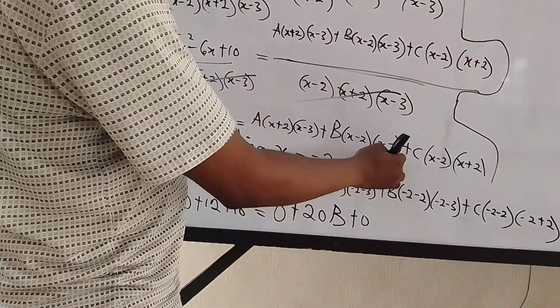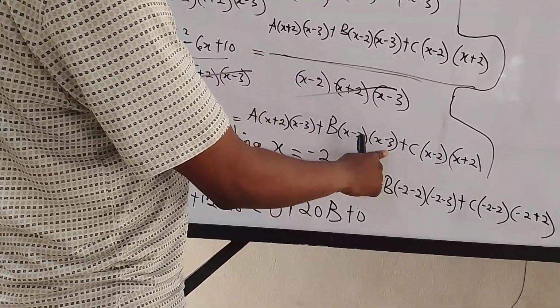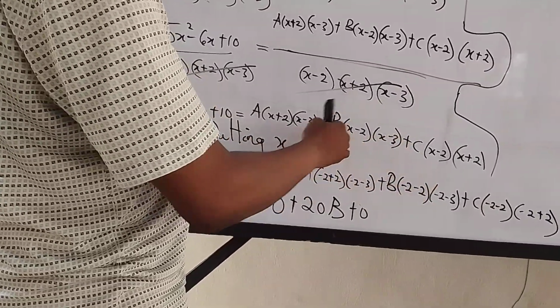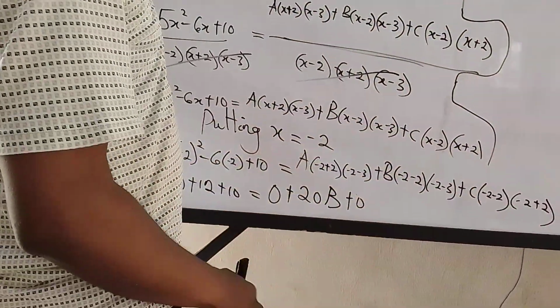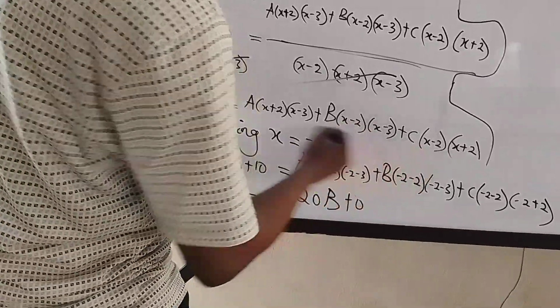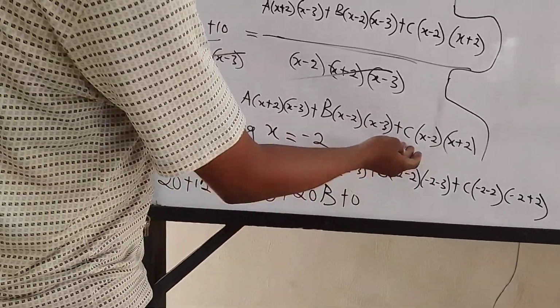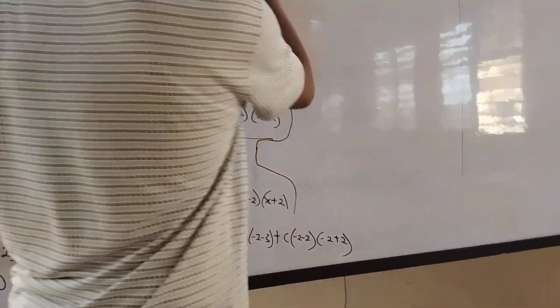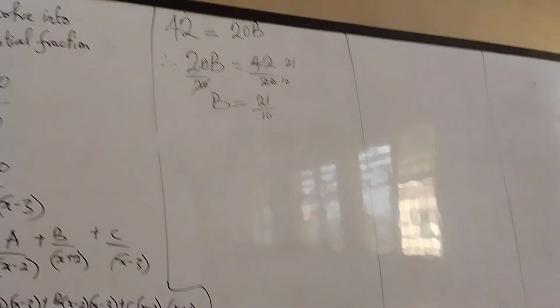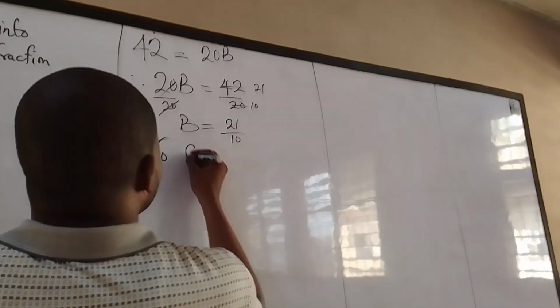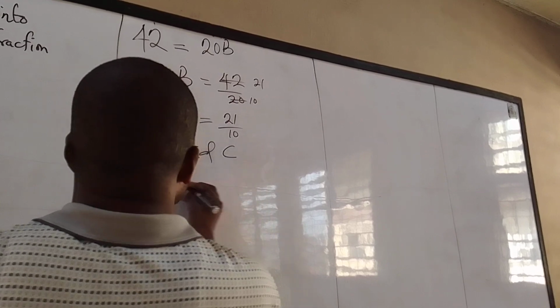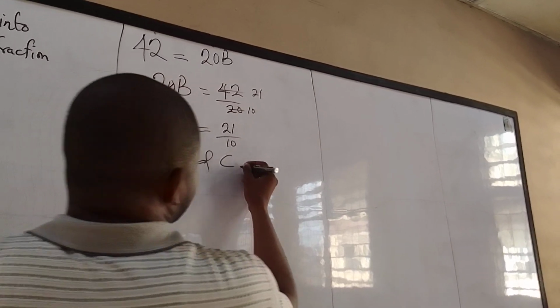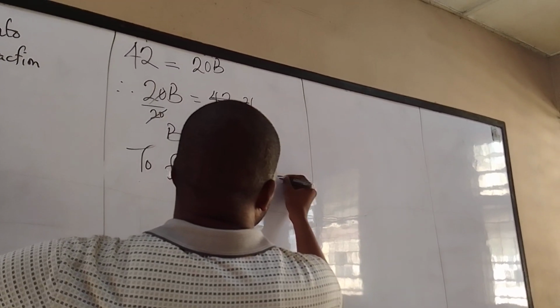Then everything here will also be 0, because 3 minus 3 is 0. 0 times anything here is 0. 0 times anything gives you 0. So this and this, they are gone. Where we are now going to concentrate will be on C, C and this. So to get our C, that is to say to find C, let x equal to 3.